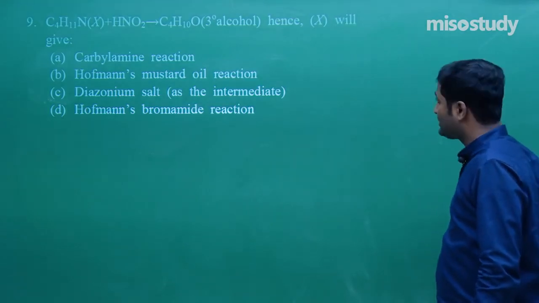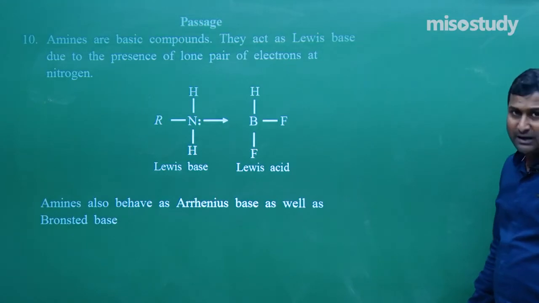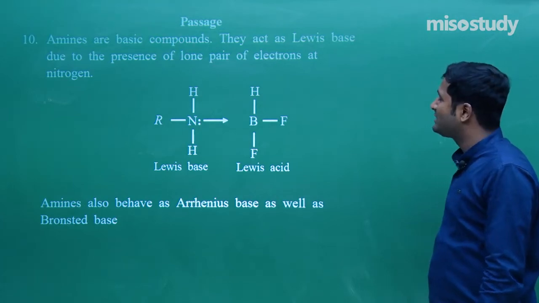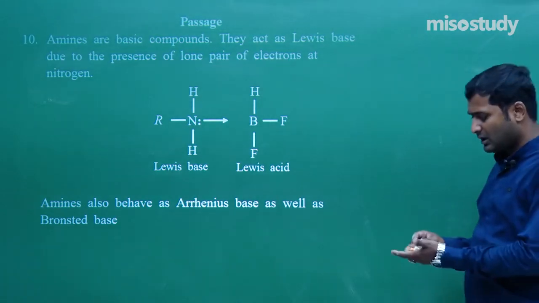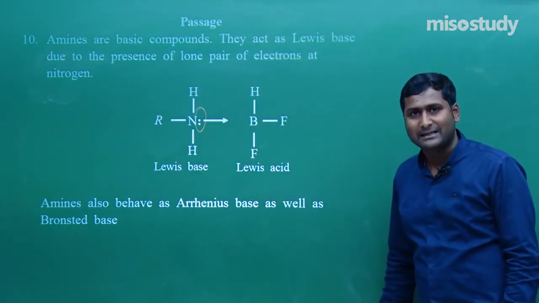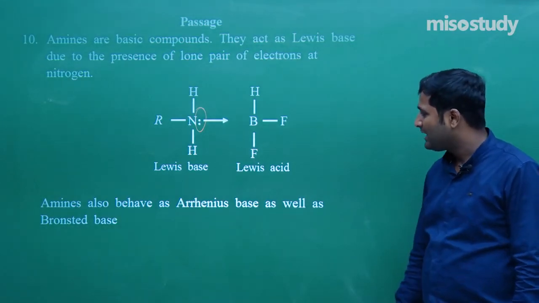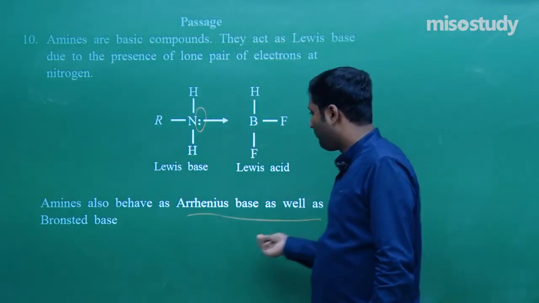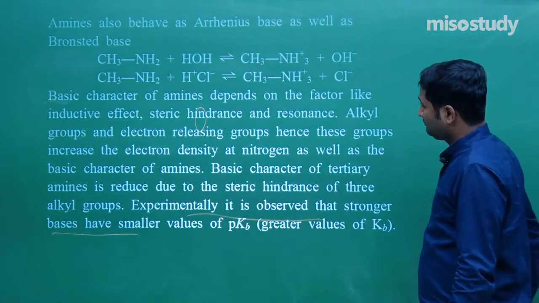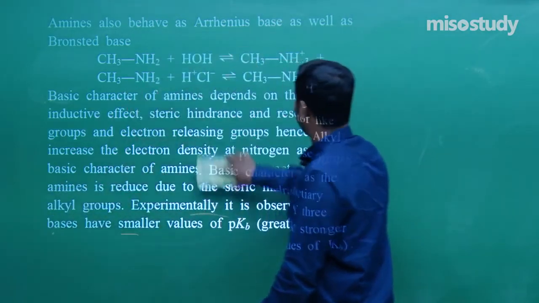Now my next question is, check it out. Read the question carefully. This is a passage type question. Amines are basic compounds. Clear? They act as Lewis bases due to the presence of a lone pair of electrons. Definitely, due to the presence of a lone pair of electrons, they act as bases. Amines also behave as Arrhenius bases as well as Bronsted bases. The reaction is given here.